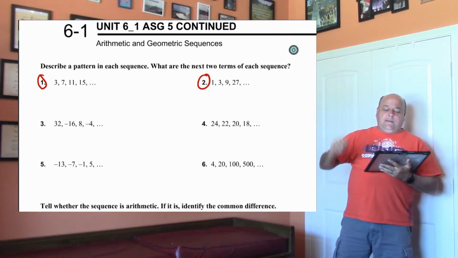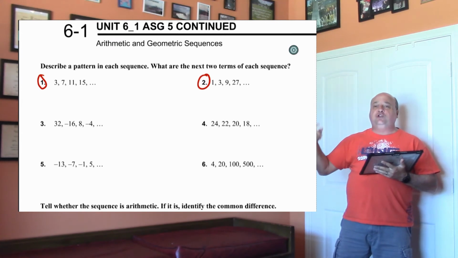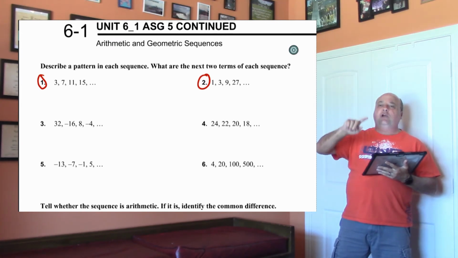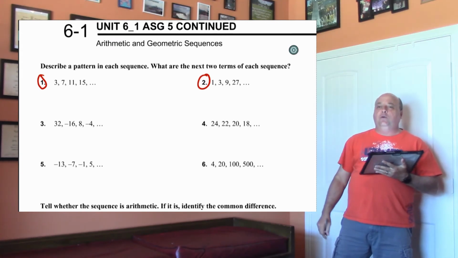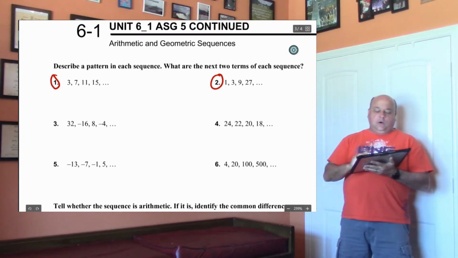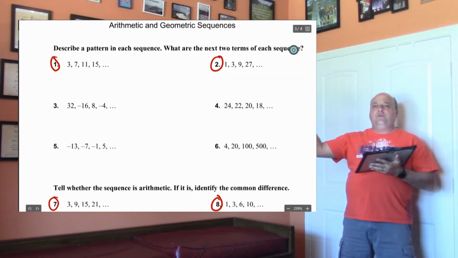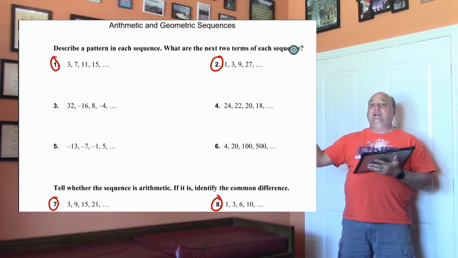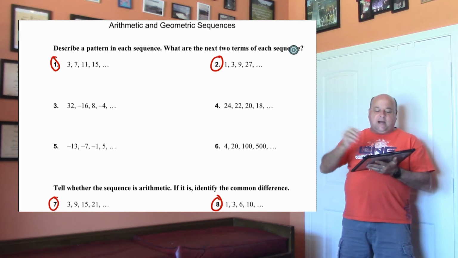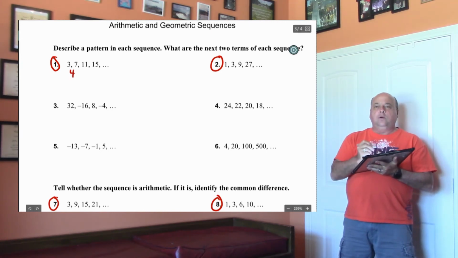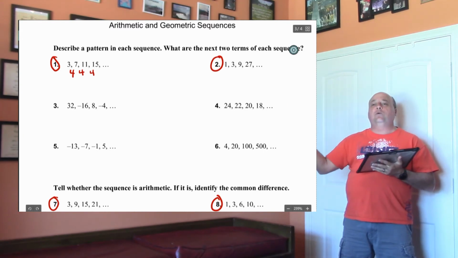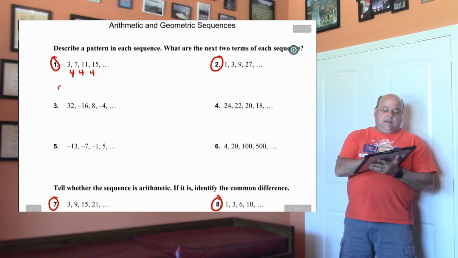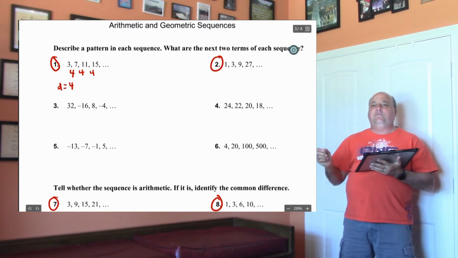Okay, now then describe a pattern in each sequence. What are the next two terms of the sequence? So these are going to be mixed with arithmetic and geometric. For instance, on number 1, can I multiply 3 and get 7? Probably not unless it's a fraction. So subtract. If you subtract, you get 4. 11 minus 7 is 4. 15 minus 11, 4. This is arithmetic, isn't it? So d is equal to 4, the common difference, right?